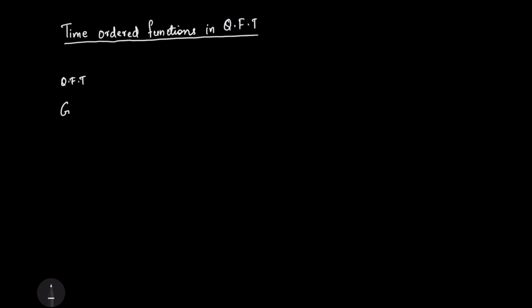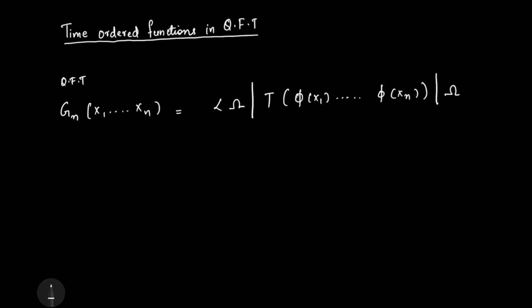So in quantum field theory, the n-point function will be the vacuum expectation value, where the vacuum is defined in the interacting theory, of phi of x1 ... phi of xn, right? So here this will be the object.